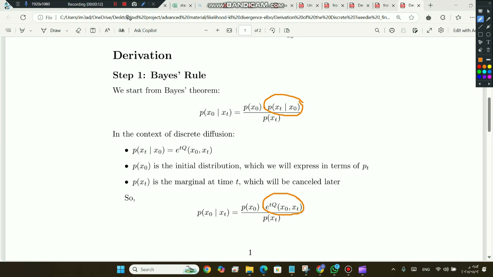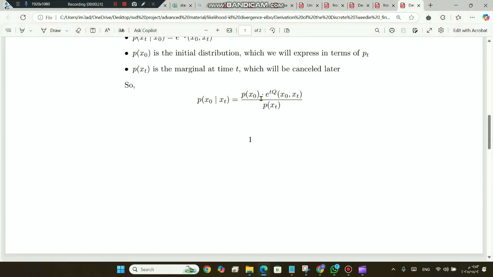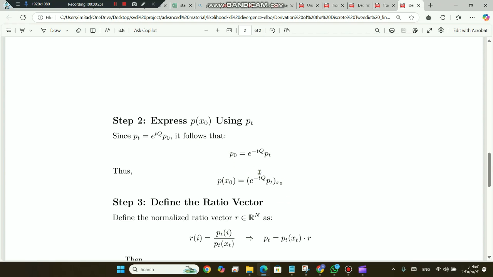One more thing. According to the solution that we have come up with, we know that p of x0 will equal this. We have substituted x0 into the solution of the differential equation. So we can also substitute for x0 by this as well.